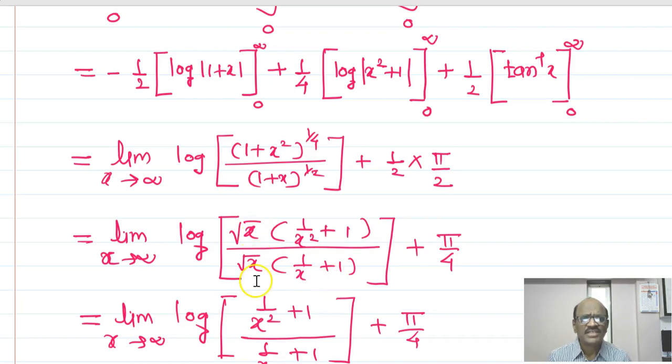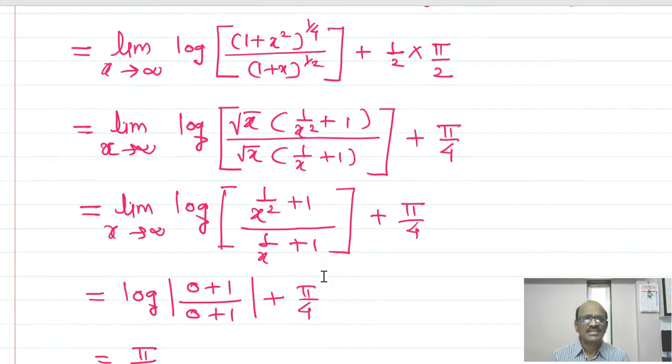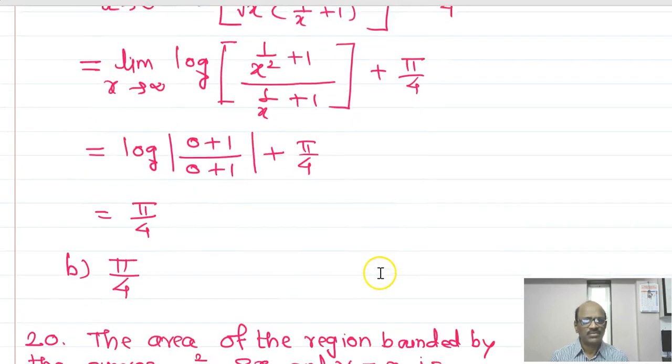Now here, root x and root x get cancelled. Then you are getting the limit x tends to infinity, log of (1 upon x square plus 1) upon (1 upon x plus 1). And now see this. As x tends to infinity, 1 upon x square is 0, 1 upon x is also 0. And therefore, log of 1 becomes 0. Therefore, the answer is pi by 4.